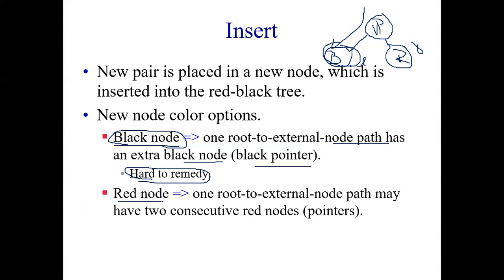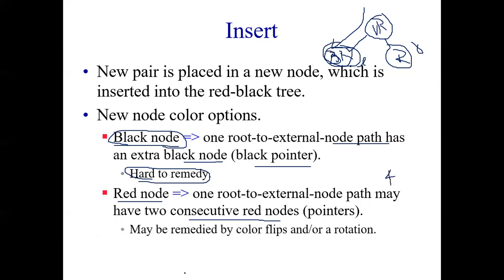When you go with red color, what happens? One route to external node path may have two consecutive red nodes. This may happen. So already this previous node is red in color. Now you are inserting a new node, and for this new node, we are saying that you give red color. Now this child and parent both have red color. So this may violate property 4, but this can be rectified easily. It is not difficult to rectify. If you keep it as a black node, rectifying it becomes very difficult. So we go with red color.